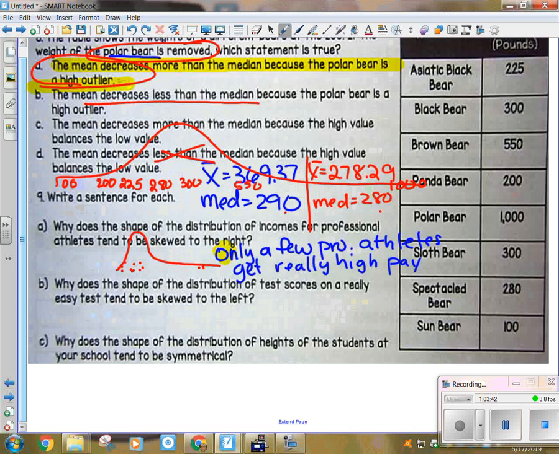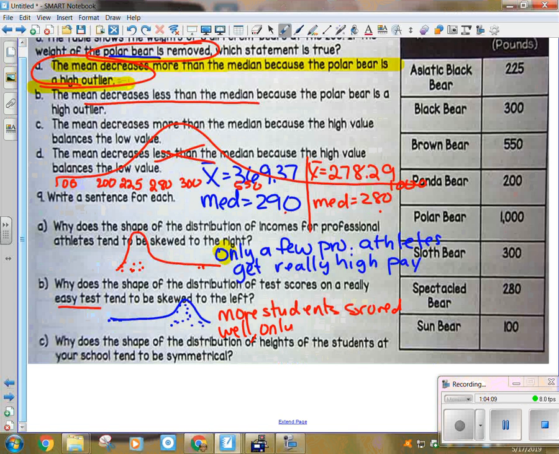Why does the shape of the distribution of test scores on a really easy test tend to be skewed to the left? Okay, skewed to the left, right? So here's the left. And then what does that mean? I got more scores over here to the right, so I got a tail to the left. So if it's a really easy test, what does that mean? Okay, really easy. More students scored well.